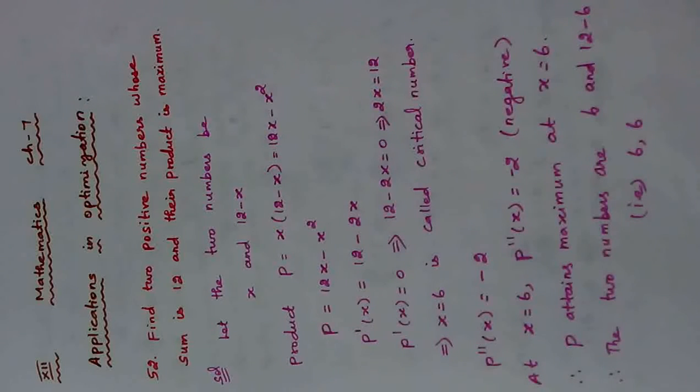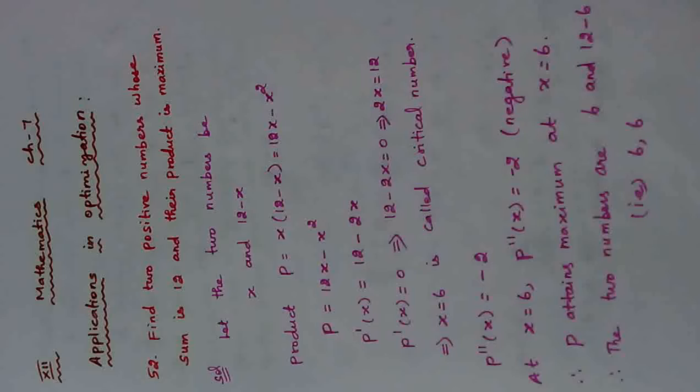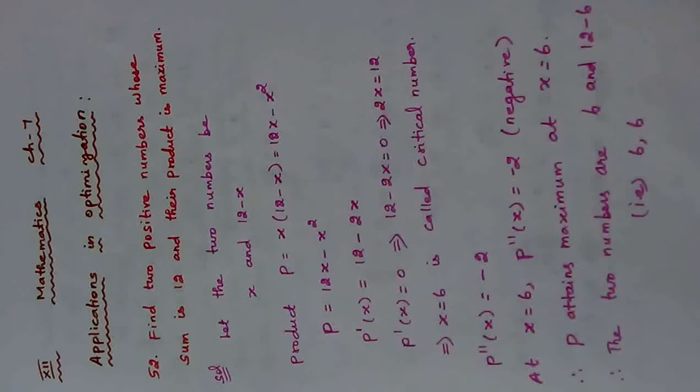In this 7th chapter, we are almost at the fag end of the chapter. We have seen what is meant by monotonicity, that is, intervals of monotonicity, which means in what interval the function is increasing and in what interval the function is decreasing. That we know how to find out now.